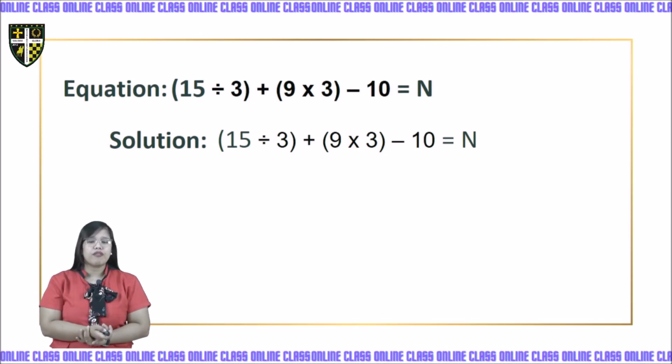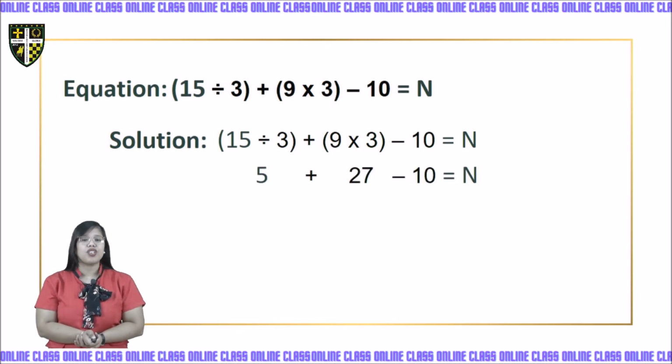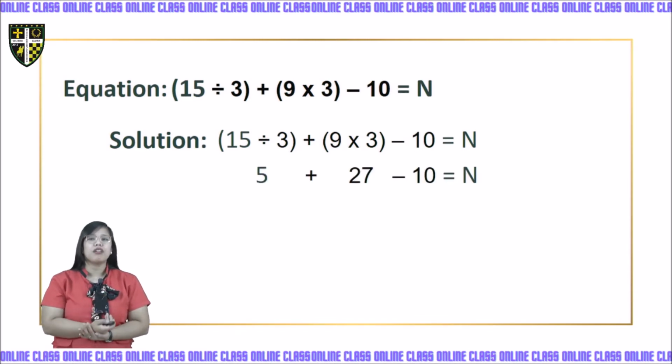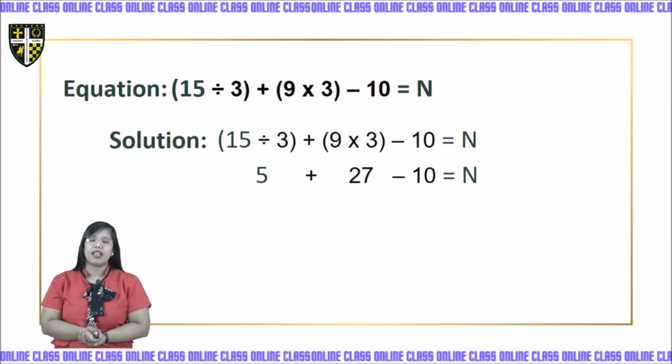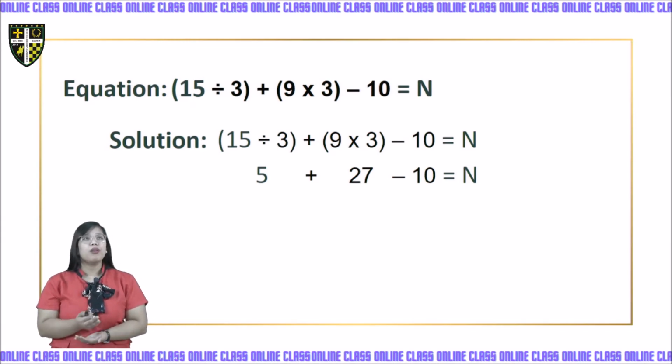So, 15 divided by 3 is 5. And 9 times 3 is 27. And then we will just rewrite minus 10. Again, 15 divided by 3 is 5 plus 9 times 3, which is 27, and then we will just copy minus 10 equals n. Now, we will proceed to exponent.